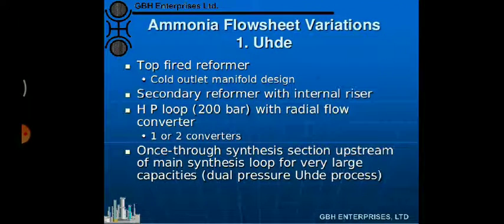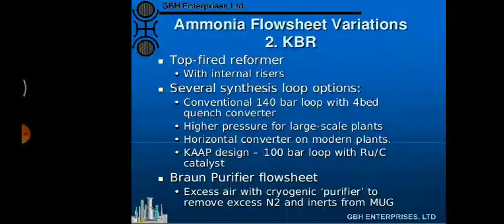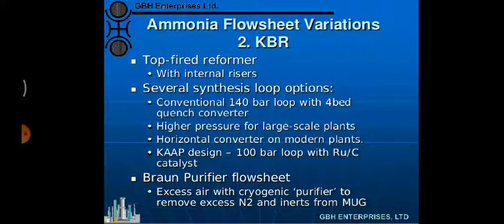Okay, now ammonia flow sheet variations, first the Uhde process. So top fired reformer and a cold outlet manifold design, secondary reformer with internal riser and HP loop at 200 bar with radial flow converter, 1 to 2 converters. Once-through synthesis sections upstream of main synthesis loop for very large capacities, dual pressure. Uhde processes. Second one is KBR.